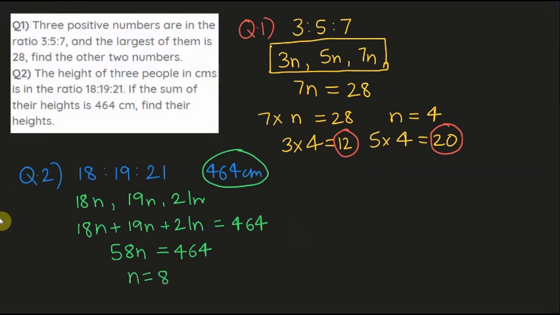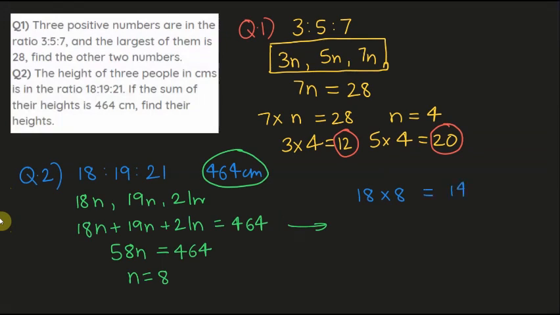But again, we don't stop here, because we need to find out the heights. So how do we find out the heights? First you multiply 18 by 8, because we've got n as 8. We need to multiply each value by 8 to get their final heights.